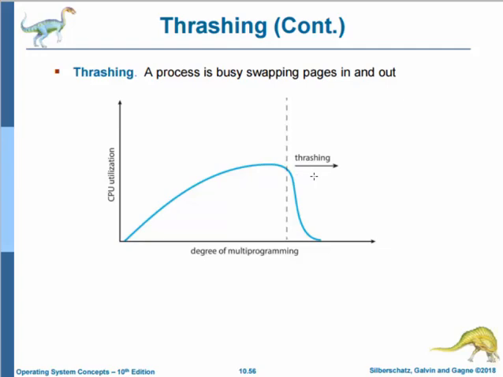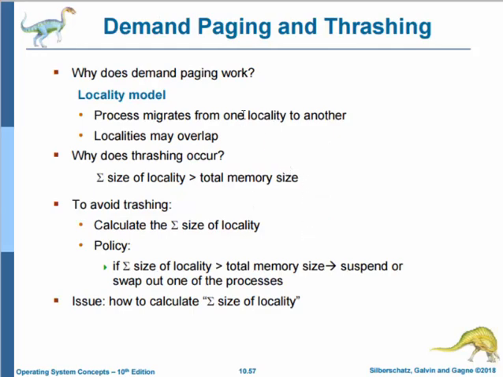As they queue up for the paging device, the ready queue empties. As the processes wait for the paging device, CPU utilization decreases. So this is what happens during thrashing: the CPU utilization decreases. To prevent thrashing, we must provide a process with as many frames as it needs. But how do we know how many frames it needs?